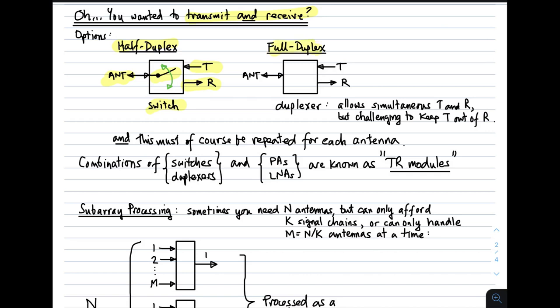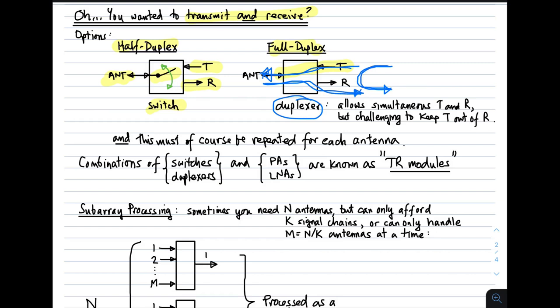In full duplex, you have the ability to transmit, that is, send a signal in this direction, at the same time as you're receiving. That requires a device known as a duplexer. A duplexer is an RF component, an RF device, which allows that flow of signal energy in both directions. The problem is, of course, that you do not want energy to go directly from the transmitter to the receiver. You want energy to go from the transmitter to the antenna and away, or you want energy to come from the antenna and go to the receiver.